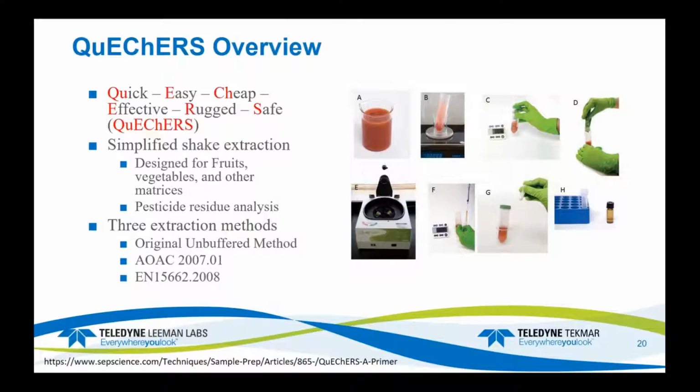You can vortex that, then you add a salt, magnesium sulfate with some buffers, and then you shake that, centrifuge it, and then once it's all been spun down, you take that aliquot and clean it up using a dispersive solid phase extractive material, primary secondary amine, and magnesium sulfate. And again, you shake that and centrifuge that, and from there you take that final extract to either your LC or GC for analysis.